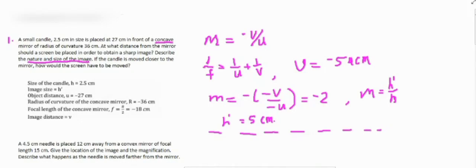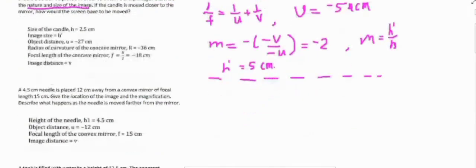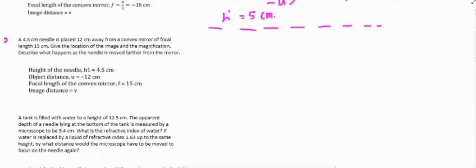Now come to question 2. Question 2 is again a similar question. Height of the needle is given, object distance is given, focal length of the convex mirror is given. As it is a convex mirror, you have to take the focal length positive. Then give the location of the image. You calculate it using the formula 1 by f is equal to 1 by u plus 1 by v. That is the mirror formula you have to use to find the value of v.